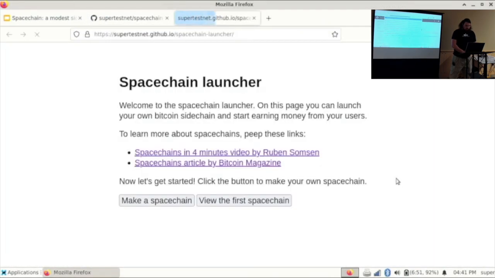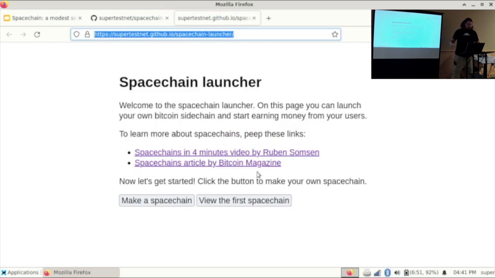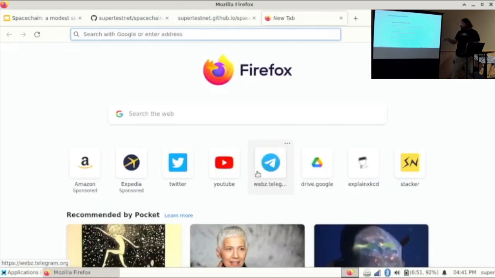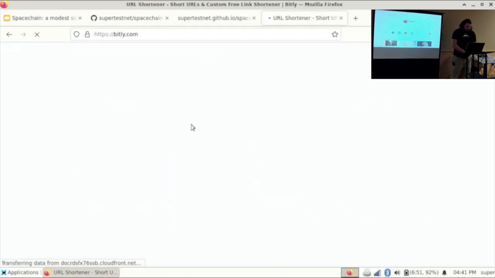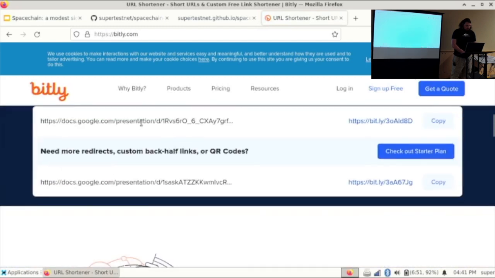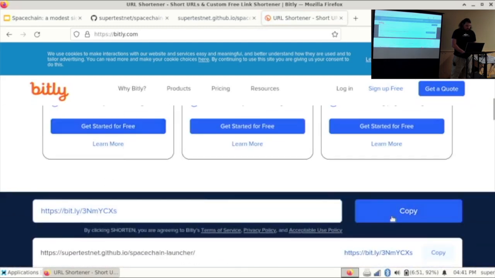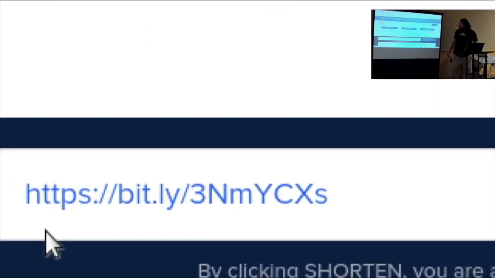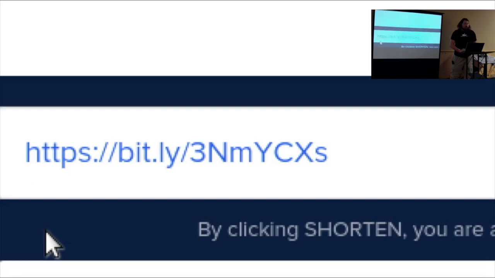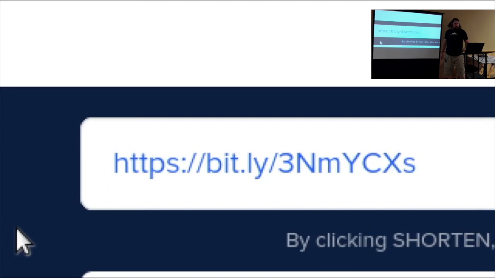So I'm going to take this URL. This is the GitHub for the Spacechain launcher, and this URL is where we're going to go to make a Spacechain together. If anyone wants a preview, we're going to launch a Spacechain on the testnet. So I'm just going to pull up Bitly and pop this URL in there. And if anyone wants to go to this URL, you can go straight there on your device and prepare to make a space chain, or even just start doing it on your own before we even get to it, because it's pretty self-explanatory. But we're going to do it together. So feel free to go to this URL if you want to get started ahead of me, or if you want to wait till the rest of us do it all together, you can do that too, because permissionlessness is awesome.